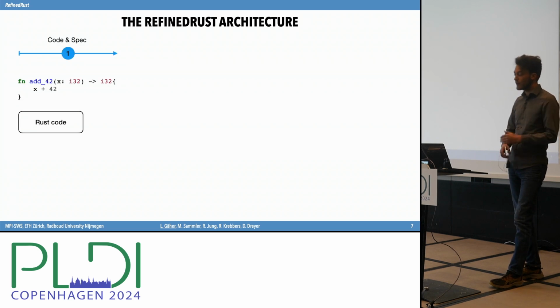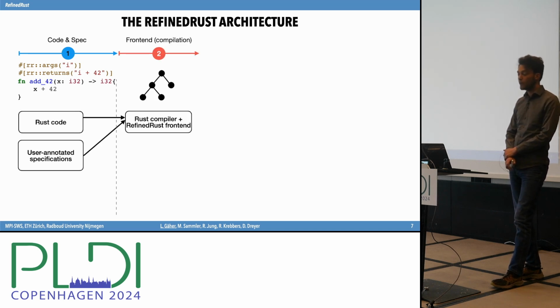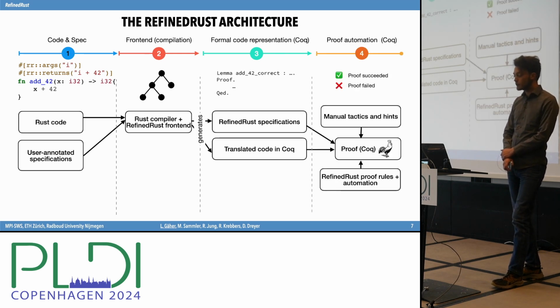First, the user writes the Rust code they want to verify and adds specifications in the form of pre and post conditions and invariants to it. I'll explain that more in a bit. Then they run the RefinedRust frontend, and the frontend uses the Rust compiler to translate the Rust code first into the Rust intermediate representation MIR, and then further into our model in the Coq proof assistant. In addition, it also generates specifications for RefinedRust's proof checker in the form of lemmas that will be checked by Coq. And then it calls the RefinedRust proof automation to generate a proof that the code satisfies the specification.